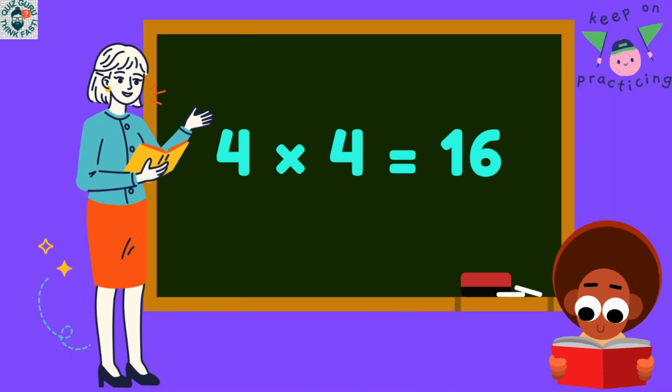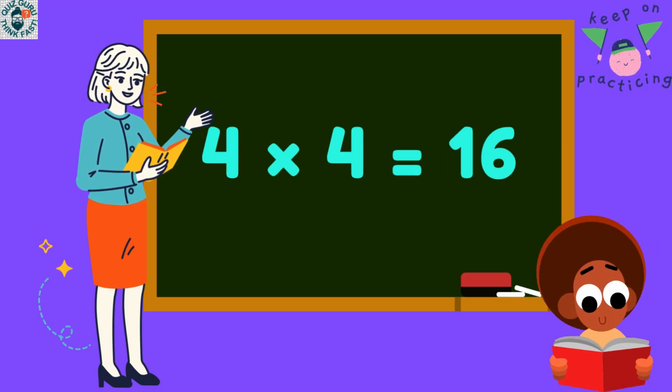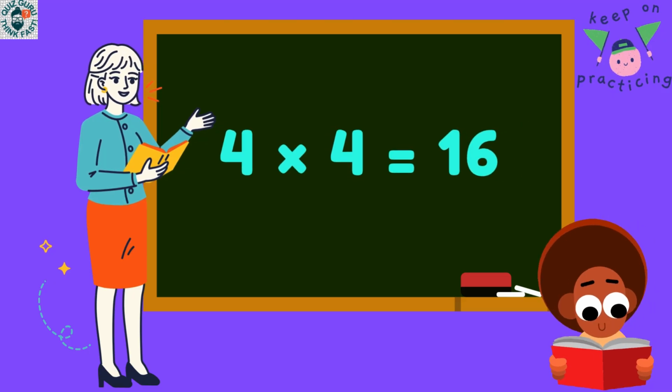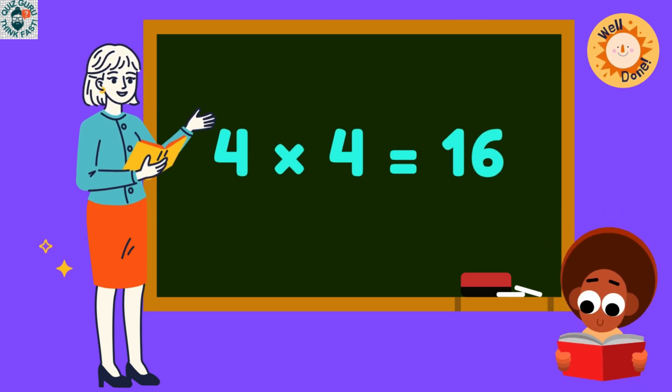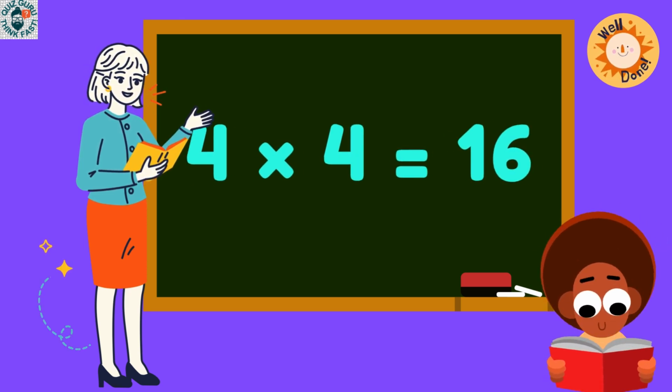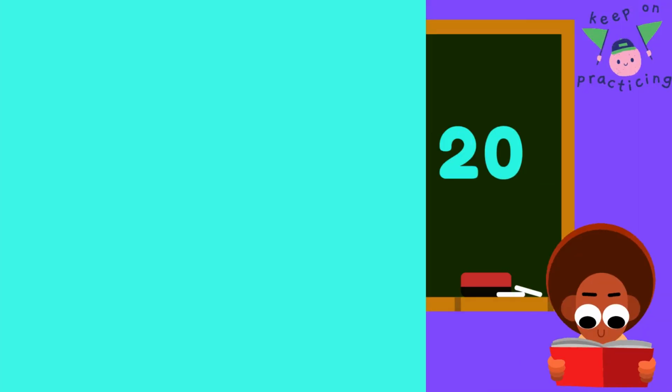4 times 4 is 16. 4 times 4 is 16. 4 times 4 is 16.